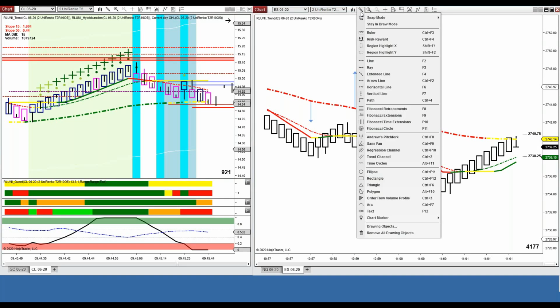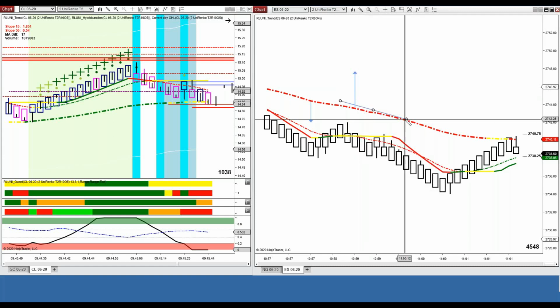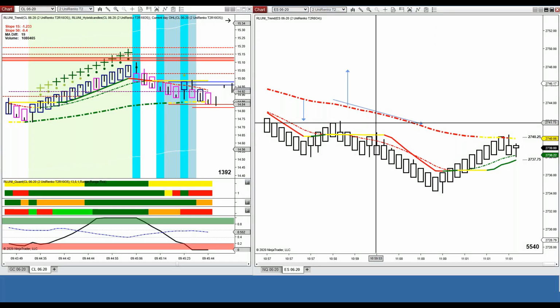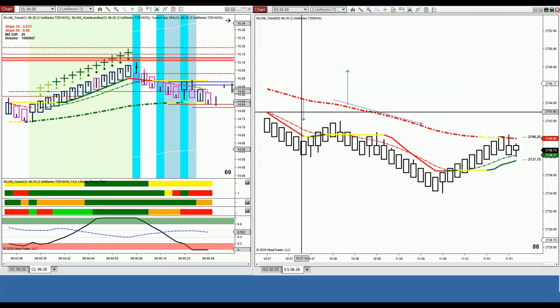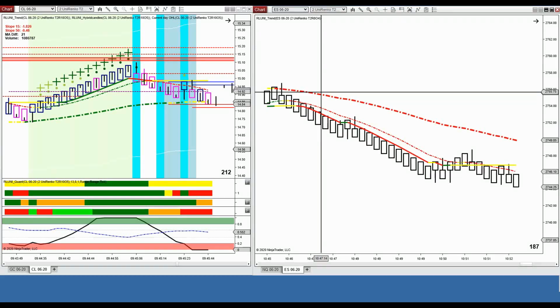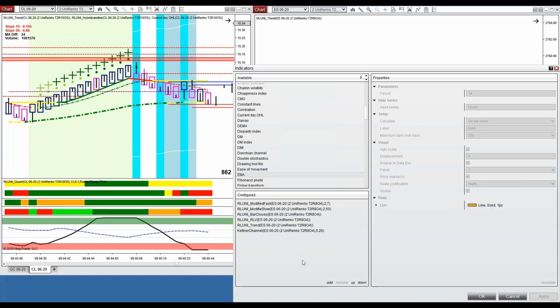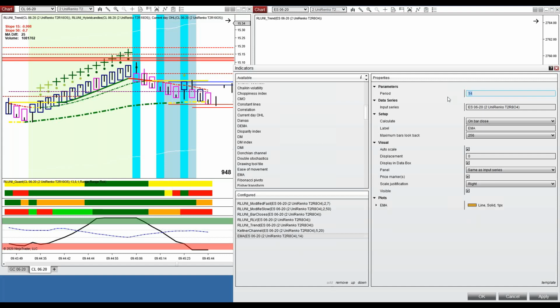Now, this line is an exponential of an exponential. It's a 50 exponential of a 50 exponential. And it moves smoother and just as fast as a 50 exponential, and it shows you the slope. What I'm going to do is put a regular exponential up against it. We'll just put up an EMA. It's a 15. I'll make it a little thicker.